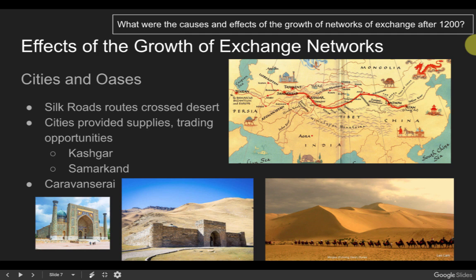Camels can travel about 100 miles without water, so buildings like these were spaced about that far apart. Cities that sprung up because of their access to rivers played an important role too. Kashgar and Samarkand both played an economic and cultural role.